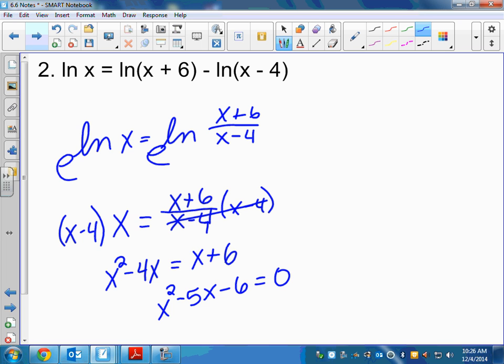Multiplies give you 6, subtracts give you 5. Be really careful on that, because 2 plus 3 gives you 5. But since we're subtracting, you have to pick 6 and 1, and be negative 6, positive 1. So x equals 6, x equals negative 1.